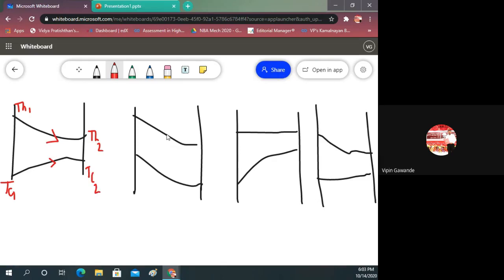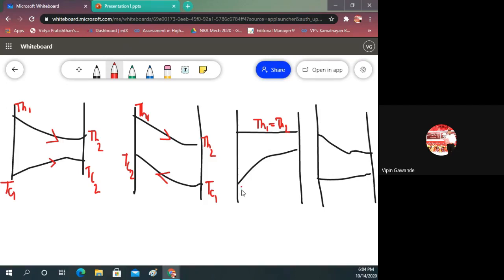This is for counter flow. Counter means one is going in this direction, and the other is going in the opposite direction. The hot fluid has more temperature, so put TH1 here, and this is TH2. The cold temperature will start from here, TC1, and this is TC2. Now this is the condenser. Condenser means TH1 is equal to TH2. The hot fluid temperature is the same, because there is a phase change of the hot fluid.